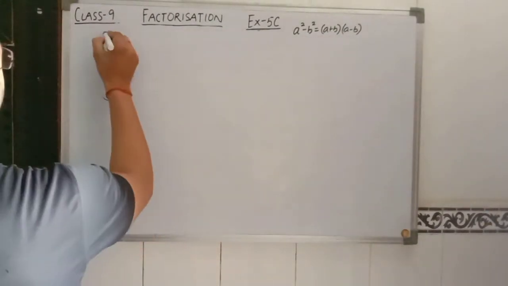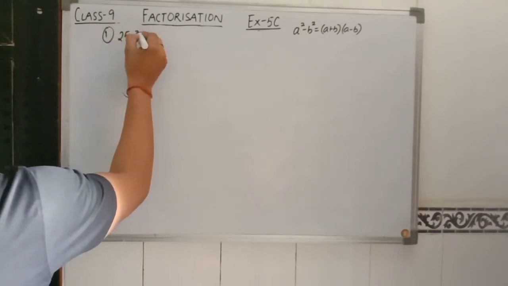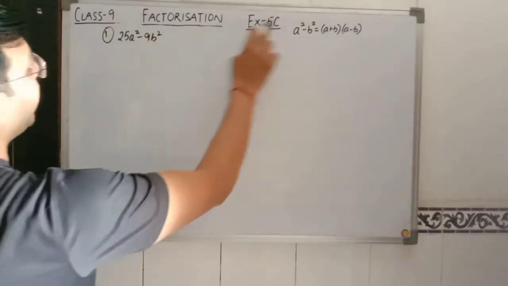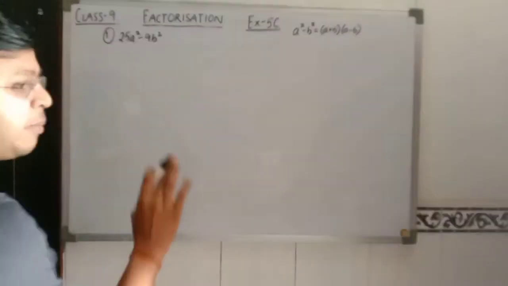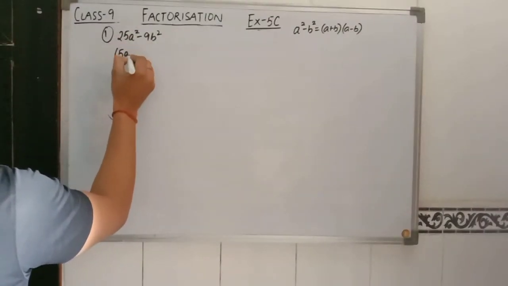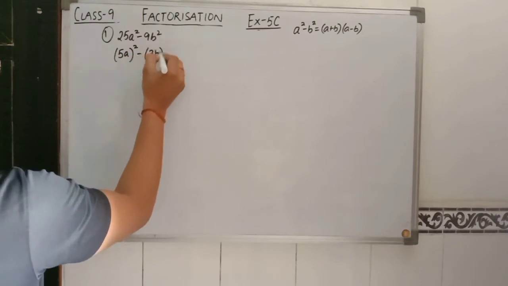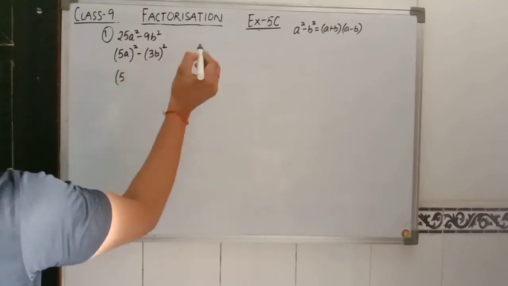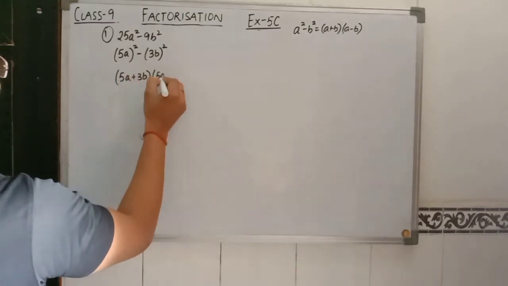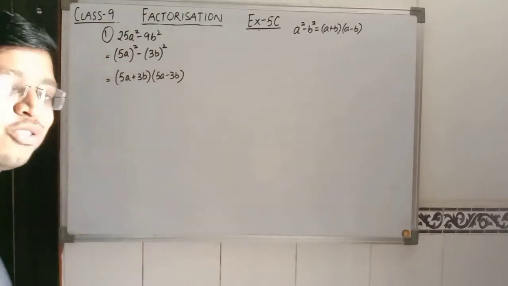Exercise 5C, question number 1: 25a square minus 9b square. Observe it carefully. If we compare this with the identity, it can be applied, but first we have to convert it into complete squares. So it can be written as (5a) whole square minus (3b) whole square. After applying the identity, 5a plus 3b in the first bracket and 5a minus 3b in the second bracket. Only this is the solution.